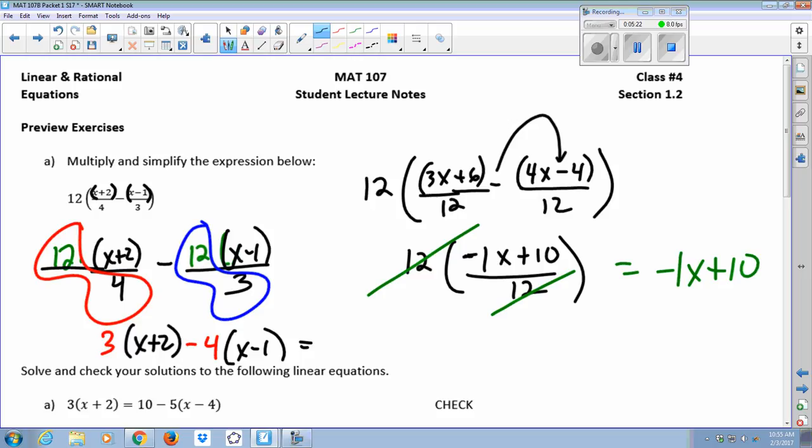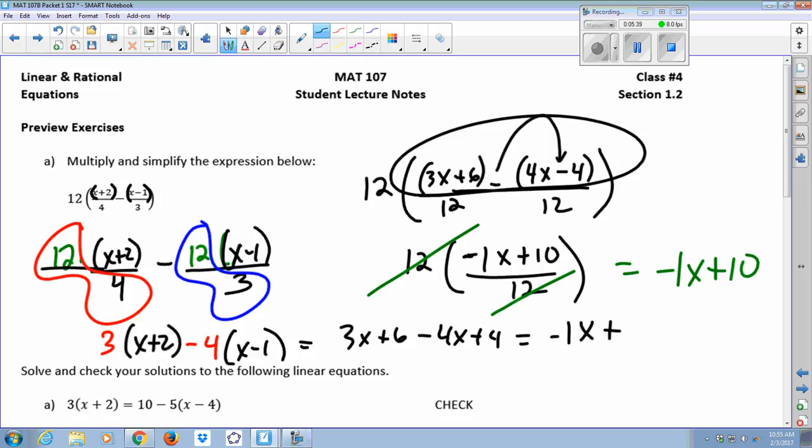But notice what you get. 3x plus 6 minus 4x plus 4, which was exactly what you got when you originally did all the work of changing them to common denominators. So in both situations, you wind up with exactly the same answer. But they're different approaches, they're different processes that go on.